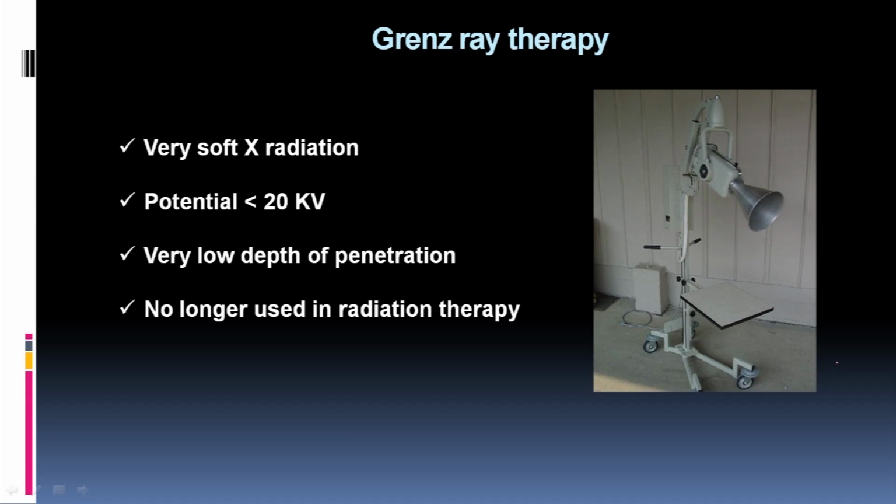Now the first one is Grenz ray therapy, where very soft X-radiations are produced, operated under less than 20 kilovoltage. Grenz ray therapy has a very low depth of penetration, some 0.1 or 2 millimeter, and because of this, it is no longer used in radiation therapy. So this is a unit of Grenz ray therapy which was used earlier, but nowadays this equipment is not used for treatment of cancer patients.